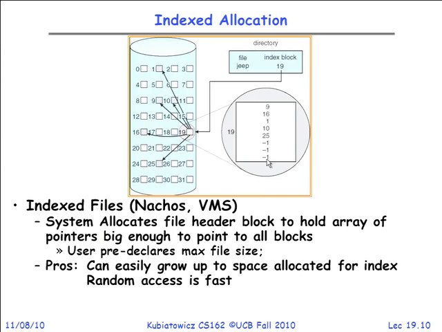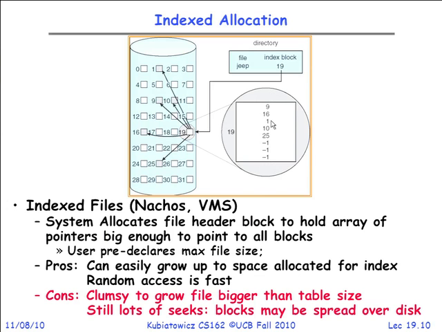Random access is fast, assuming you can load the whole index into memory. Cons: it's very clumsy to grow the file beyond a certain point, which is this index size. And there's still a lot of seeks because you may actually have to pull these blocks in from all over the disk. So notice that there's nothing in here that says that these blocks are close to each other. It just says there are blocks pointed at.